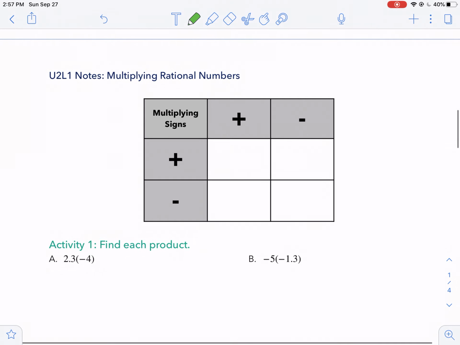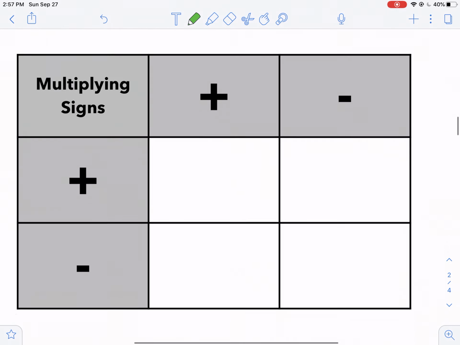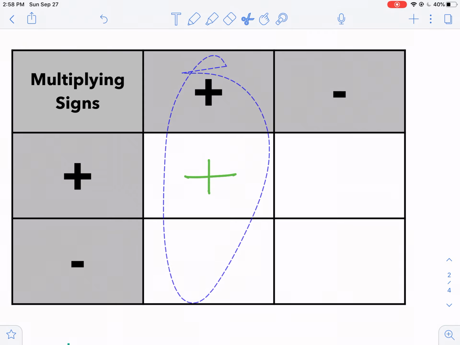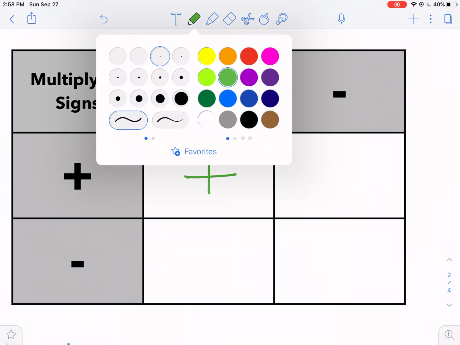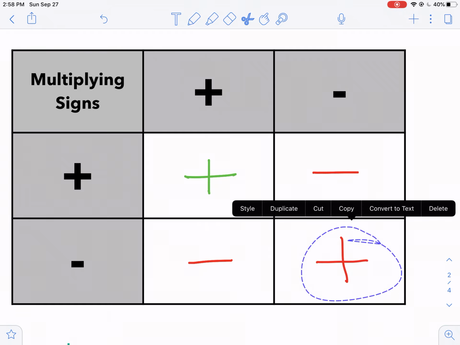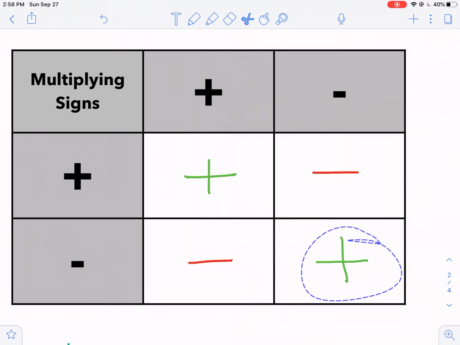Here's another shortcut with signs. If you have a positive number times a positive number, that gives you a positive number. Like 3 times 2 is 6. Done. But if you have a positive number times a negative number, that's going to be negative. Similarly, if you have a negative number times a positive number, that's going to be negative as well. But now, if you have a negative number times a negative number, it makes it positive again. So leave this chart in your notes.